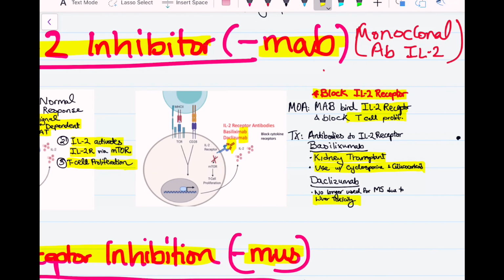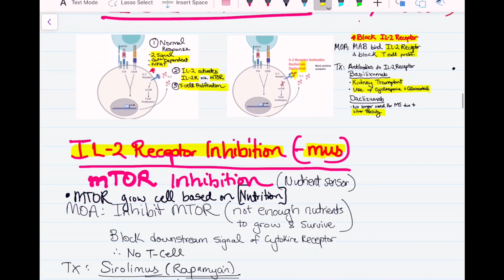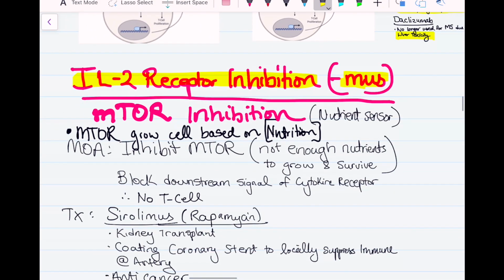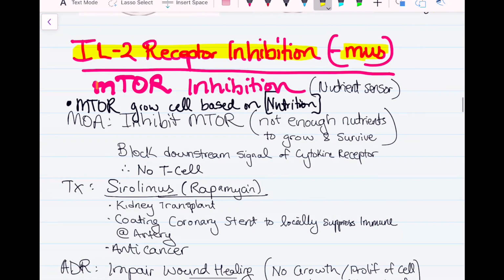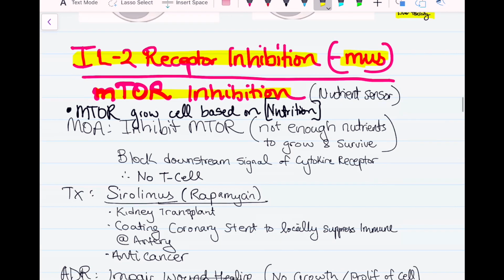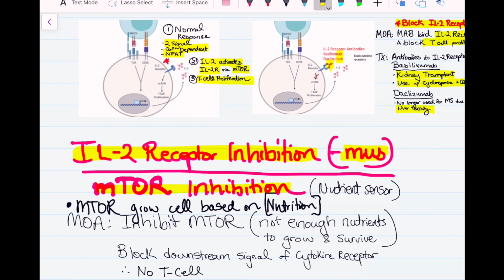So basically, in this one, we are inhibiting the T cell receptor, and in the next one, we are inhibiting the mTOR pathway. So the receptor is still good, it gets activated, but the downstream pathway to cause T cell activation is blocked, basically right here. This is blocked for this.